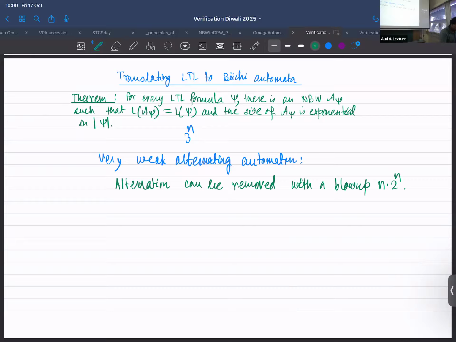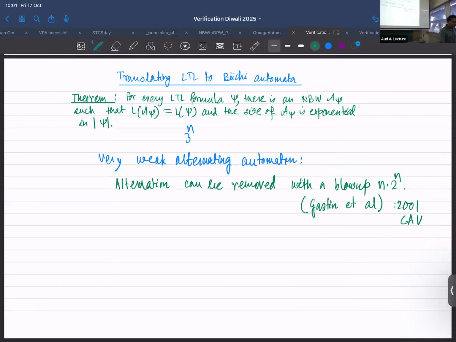This is a paper by Gastin and Oddoux, just two authors, from possibly 2001, a CAV paper most likely, if I recall correctly. This paper essentially shows that for very weak alternating automata, the alternation can be removed with a blow up of n times 2 raised to n.